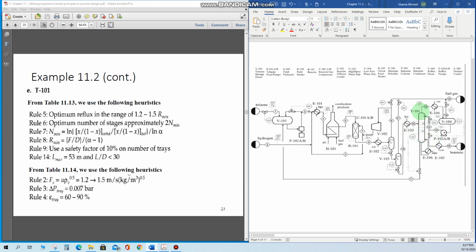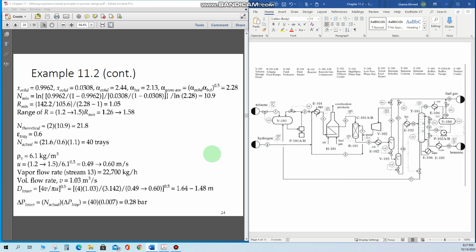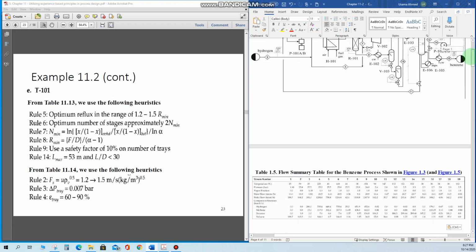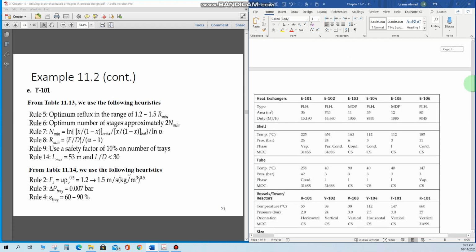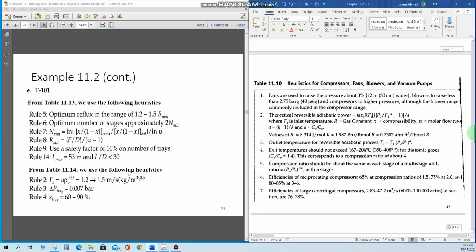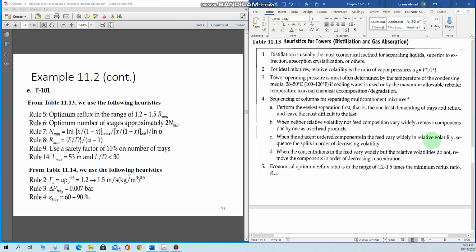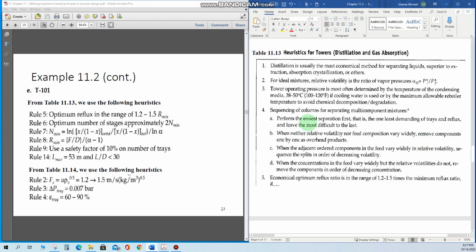For example, we have to estimate the reflux ratio and the minimum number of stages, and then we have to consider what the pressure drop should be and such things. Okay, so let us see what we have in this example and how we can use the heuristics to solve it. Let us go to Table 11.13, and here we can see some of the heuristics.